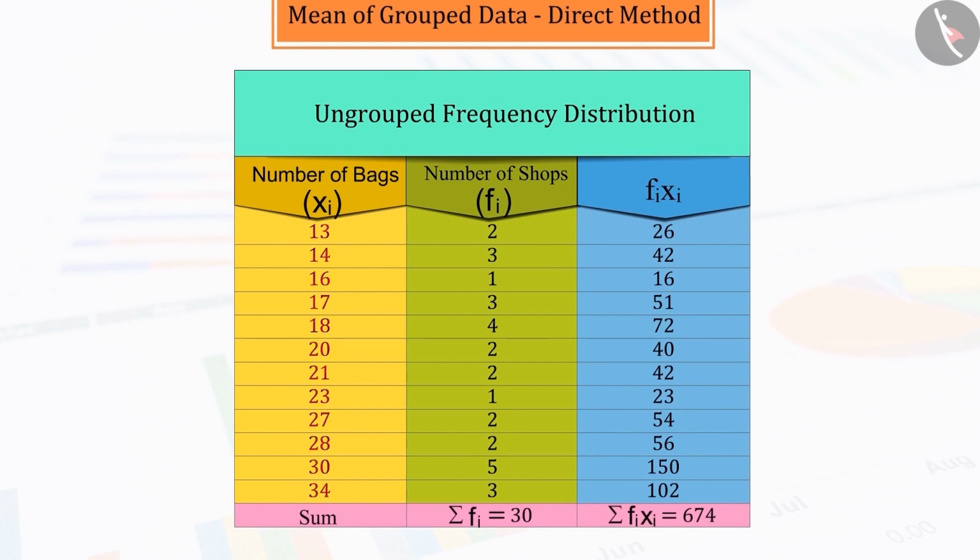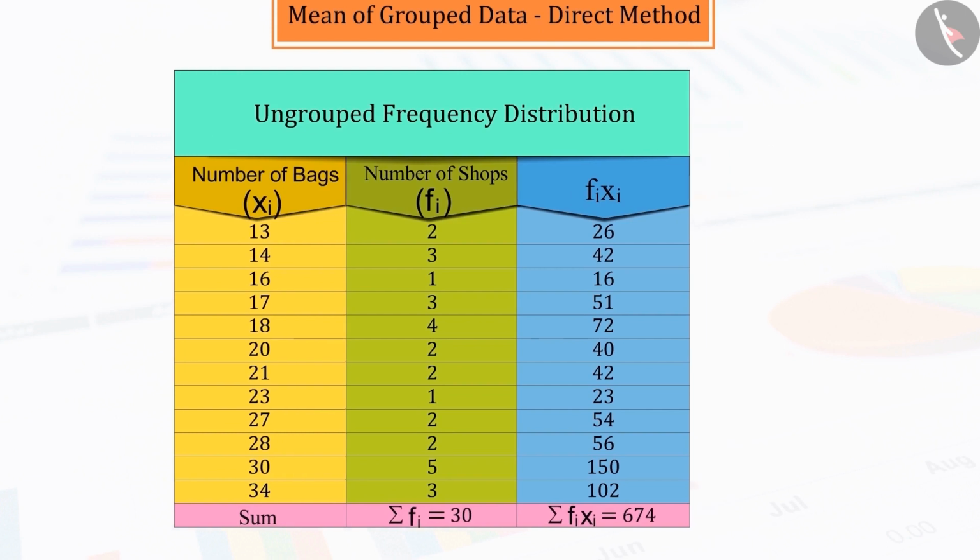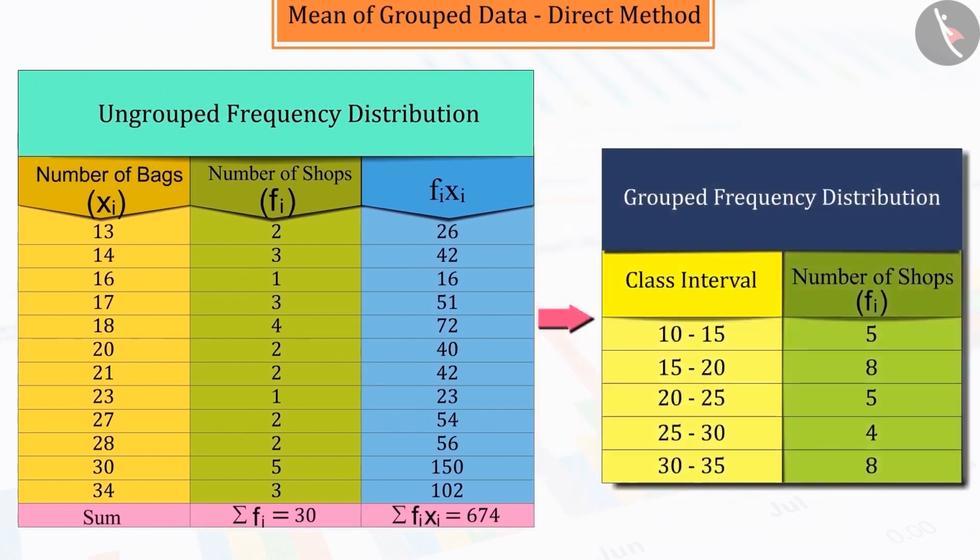From the above data, we can tell that we have a minimum of 13 bags and a maximum of 34 bags. Therefore, by making the width of grouped data as a class interval of 5, convert them into grouped data, where the first interval is 10 to 15, the second interval is 15 to 20, and thus the last interval will be 30 to 35.